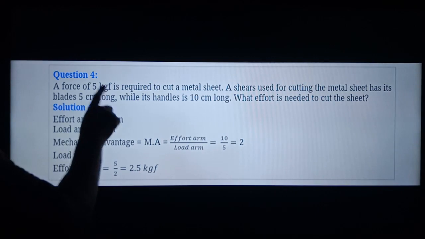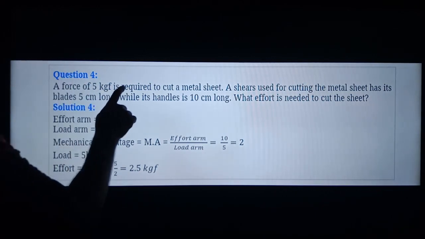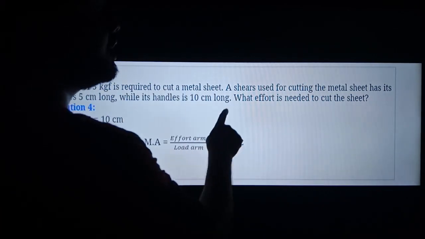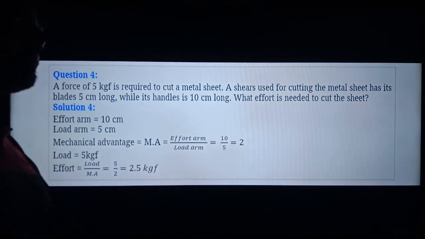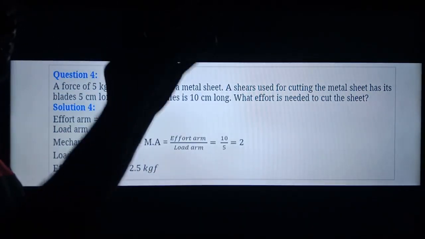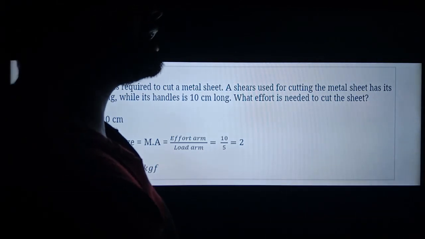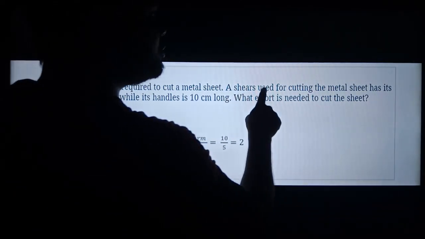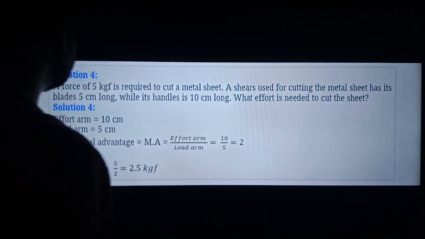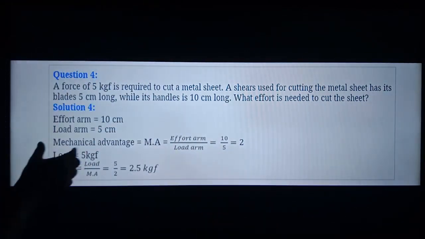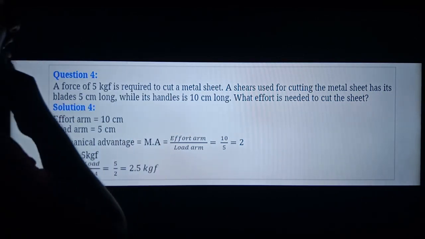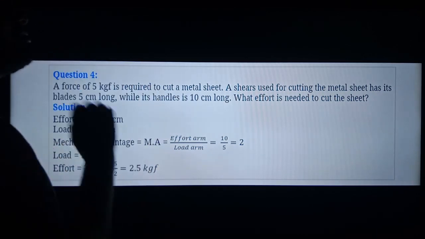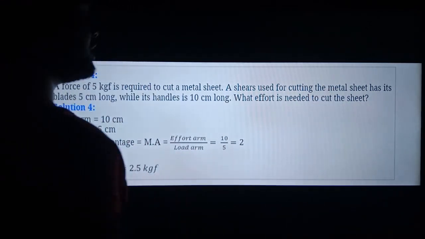A force of 5 kgf, means it is the load, is required to cut a metal sheet. A shears is just like scissors, but the effort arm is quite longer. Shears are used for cutting. Shears belong to class first lever, but their mechanical advantage is greater than 1. So shears used for cutting the metal sheet have blades 5 centimeter long, so it is the load arm, while the handle is 10 centimeter long, it is the effort arm. What effort is needed to cut the sheet?